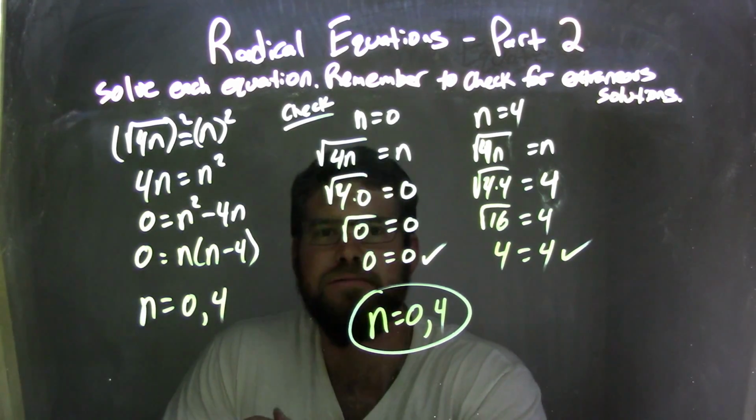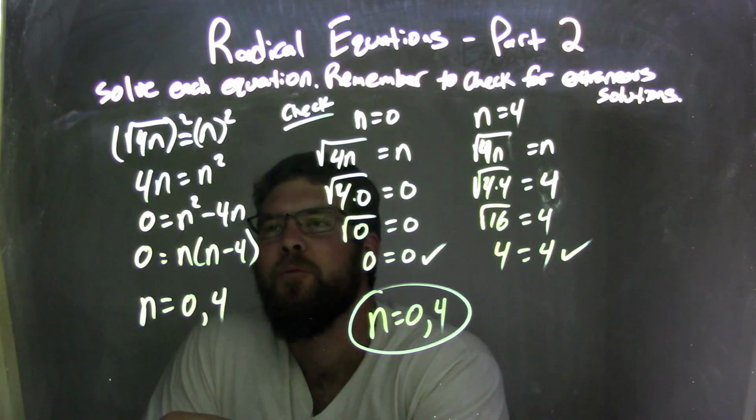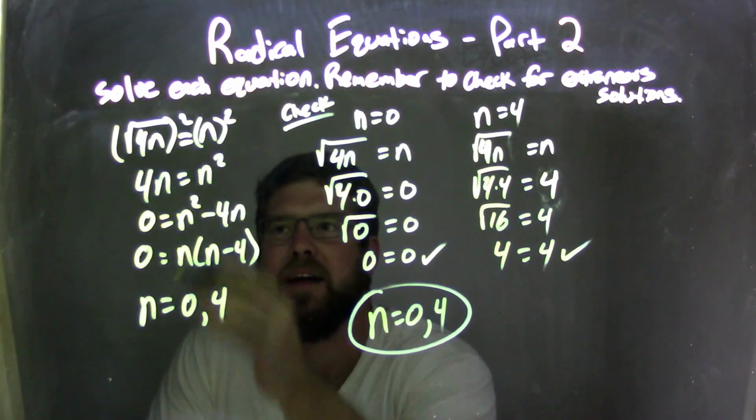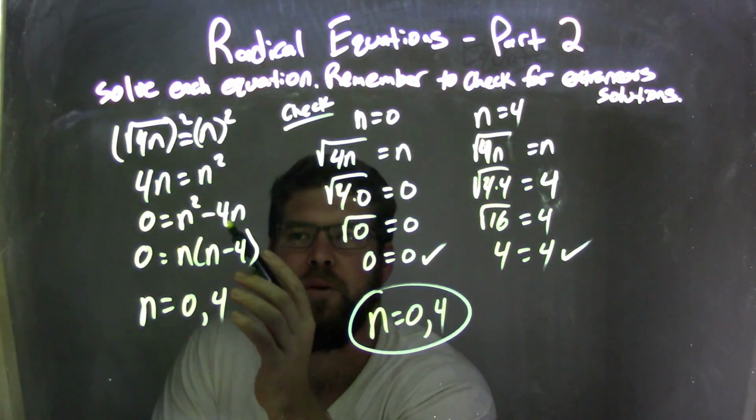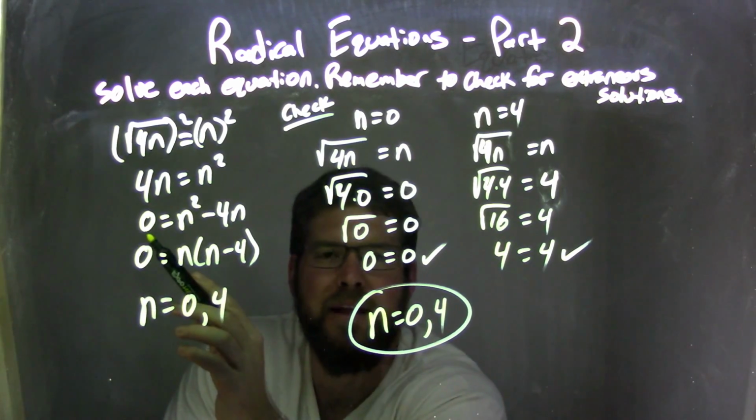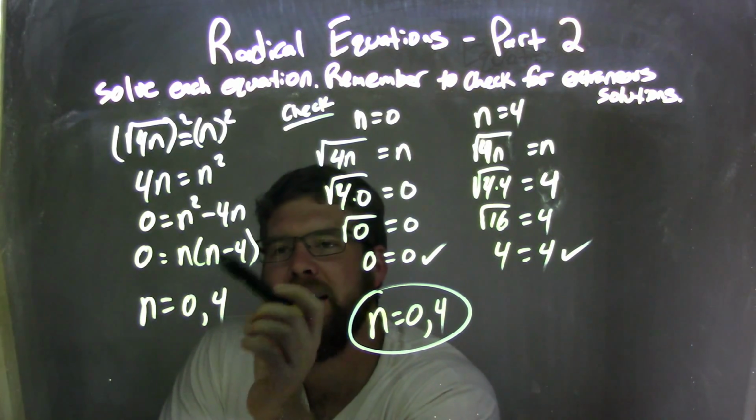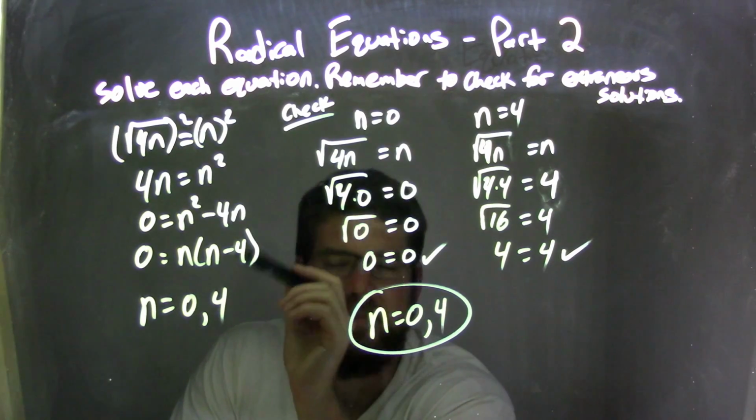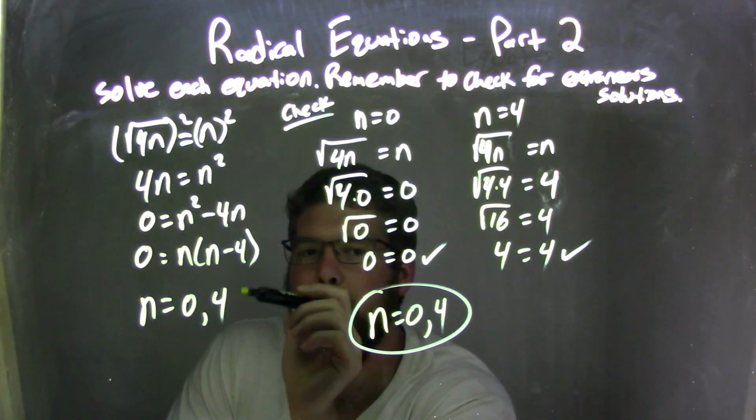Okay, so let's recap. I took my radical and squared both sides, eliminated the radical, then brought everything over. So I had n squared minus 4n equal to 0. Then I factored, so I had n times n minus 4, set both parts equal to 0, and got n equals 0, n equals a positive 4.